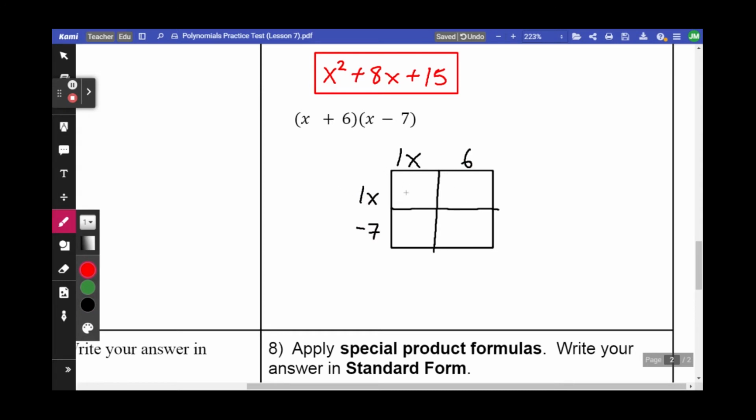So 1x times 1x is 1x squared. 1x times 6 is 6x. -7 times 1x is -7x. -7 times 6 is -42.